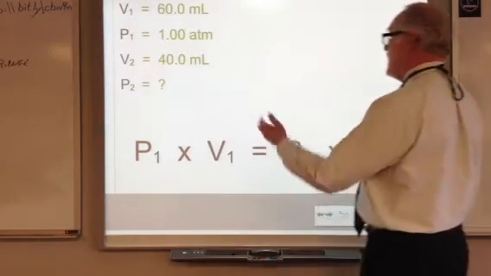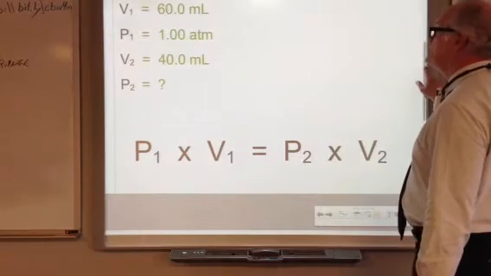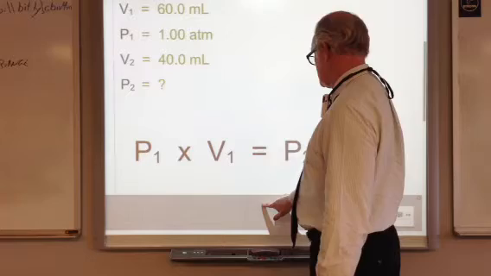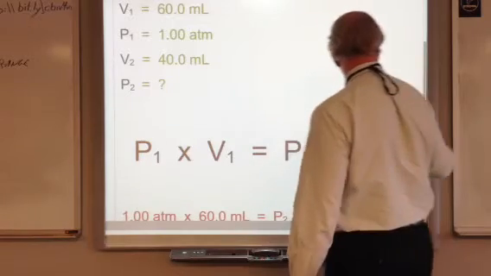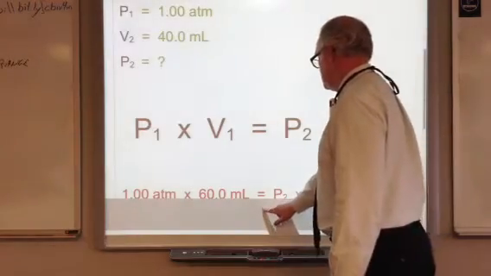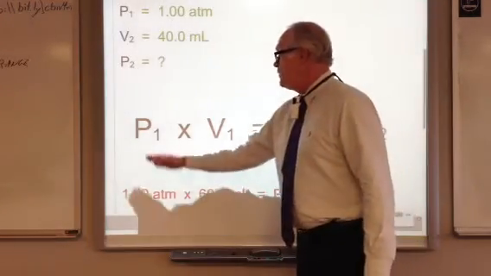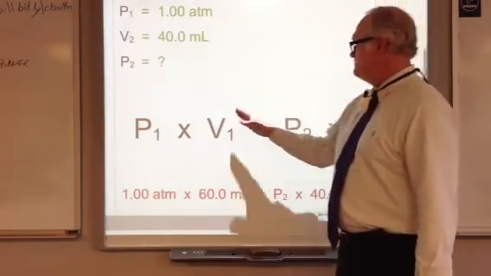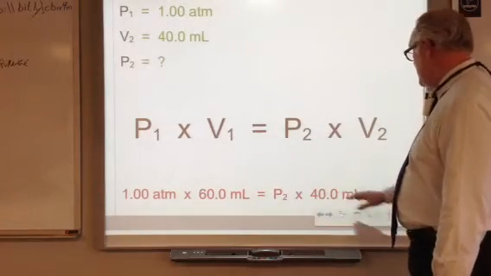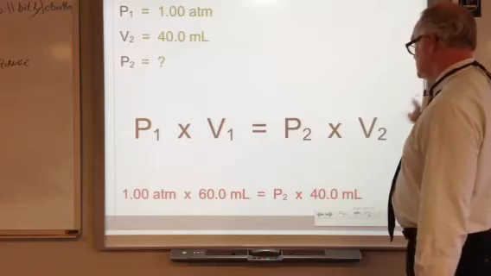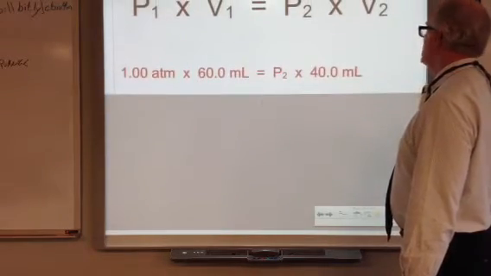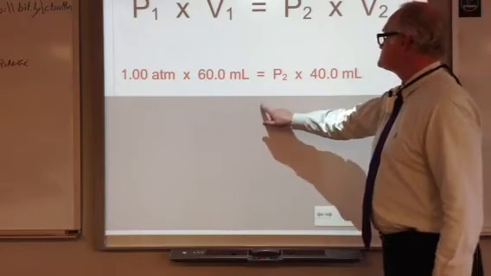So what can we do? Here's Boyle's law. P1 times V1 equals P2 times V2. And we're going to substitute our values into Boyle's law. So P1 equals 1 atmosphere. V1 equals 60 milliliters. P2, we don't know yet. And V2 is 40 milliliters. So from here on out, it's a matter of doing the math.